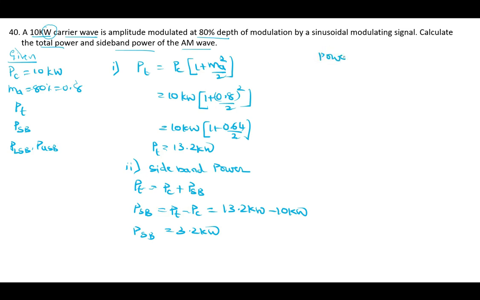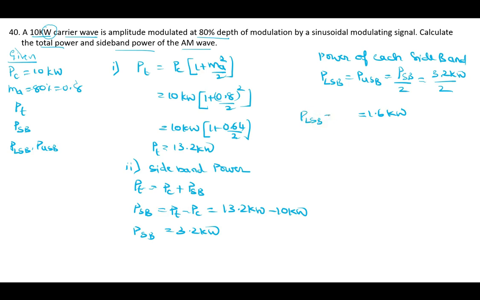Power of each sideband. You know there are two sidebands, upper sideband and lower sideband. In amplitude modulation, upper sideband and lower sideband carry the same power. So PLSB is equal to PUSB, which is half of the total sideband power. Both carry half of the power. So if the power of the sidebands is 3.2 kilowatt, it is 3.2 by 2, that is each sideband carries 1.6 kilowatt. That is the power of the lower sideband or the upper sideband.